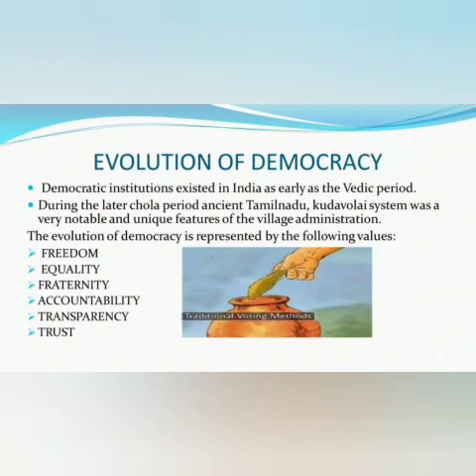Now we are going to recall the evolution of democracy. Democratic institutions existed in India as early as the Vedic period. During the later Chola period in ancient Tamil Nadu, the Kudavolai system was a very notable and unique feature of village administration. The evolution of democracy is represented by the following values: freedom, equality, fraternity, accountability, transparency and trust.